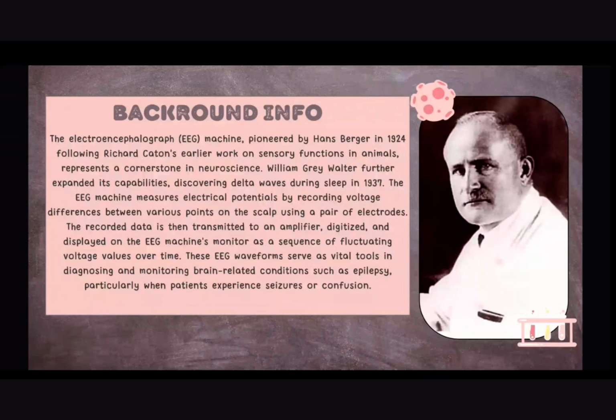The electroencephalograph, or EEG machine, originating from Hans Berger's pioneering work in 1924 and further advanced by William Gray Walter's discoveries of delta waves in 1937, represents a cornerstone in neuroscience. By measuring electrical potentials across the scalp using electrode pairs and translating them into fluctuating waveforms on a monitor, EEG technology offers invaluable insights into brain function. These insights are particularly vital in diagnosing and monitoring conditions like epilepsy, showcasing the significance of EEG in understanding the human brain.